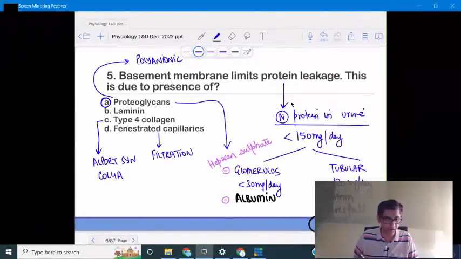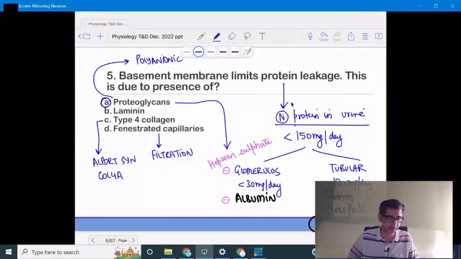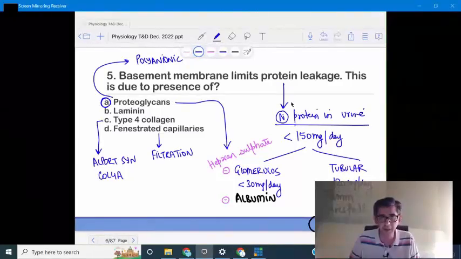Laminin is again present. The question is, where is laminin present? Laminin is also a component of the basement membrane itself. The basement membrane has different types of proteins present. One of them is laminin, and it gives structural support, but it will not prevent protein leakage.